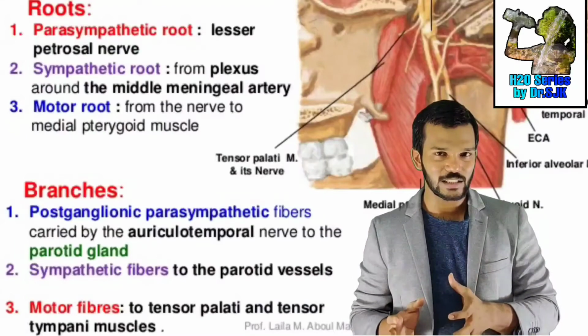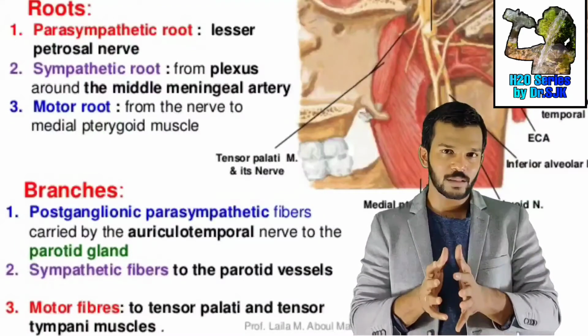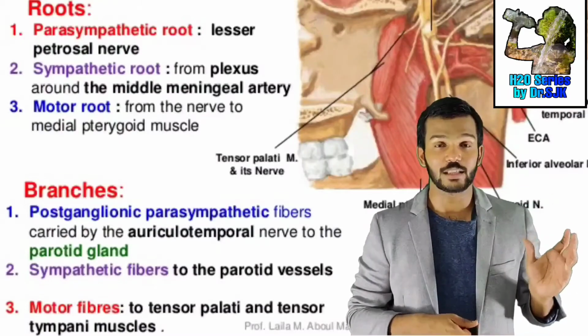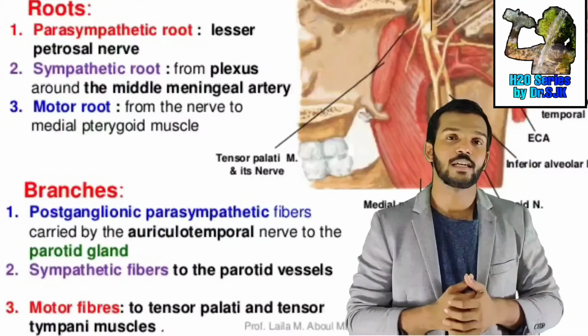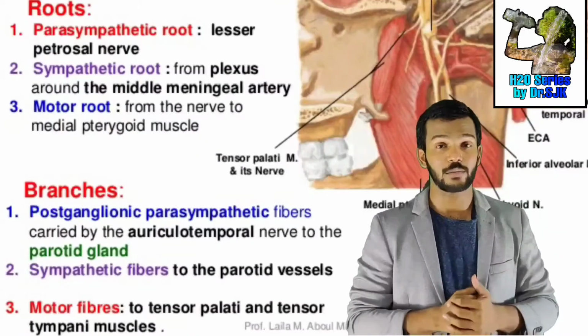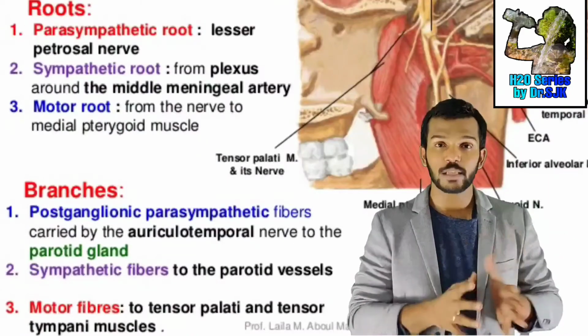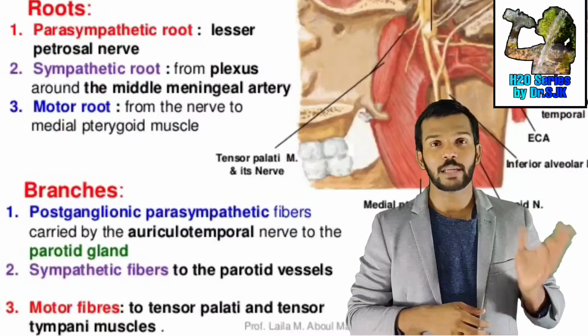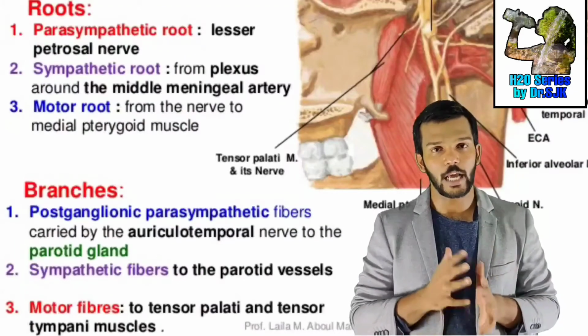So it receives from the parasympathetic nucleus, that is, the salivatory nucleus. The inferior salivatory nucleus is the site of origin for the preganglionic fibers of the parotid gland alone.